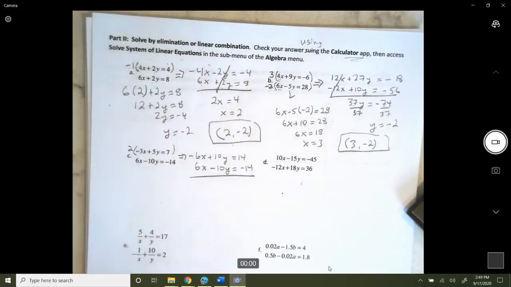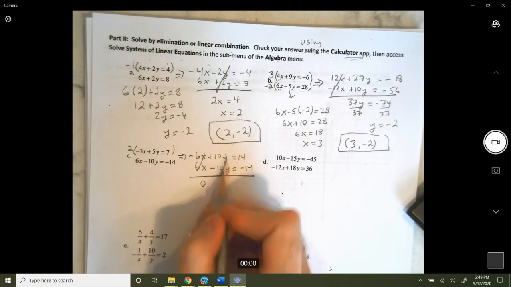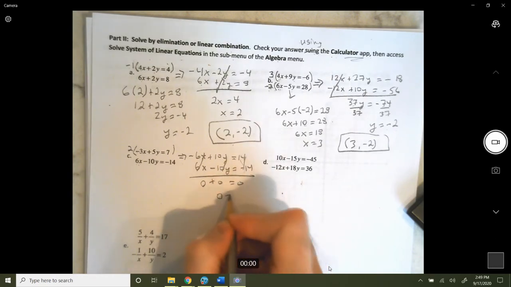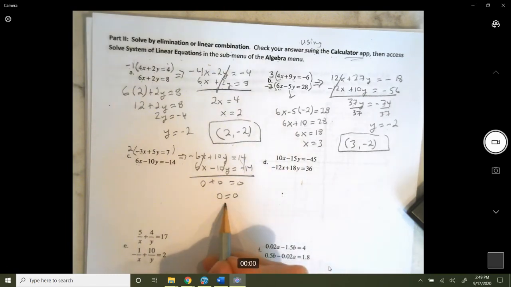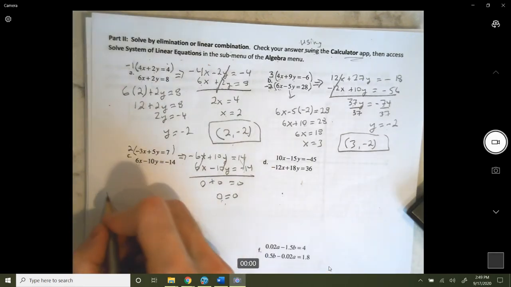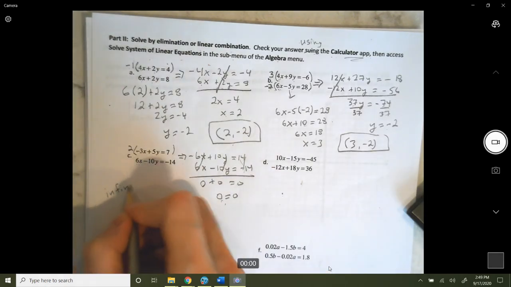Oh, what do you know? These cancel, we get 0. These cancel, we get 0. These cancel, and we get 0. 0 is equal to 0. We got a statement. Everything eliminated, x's and y's, and we got something that's true. So the solution to this system is infinitely many solutions.